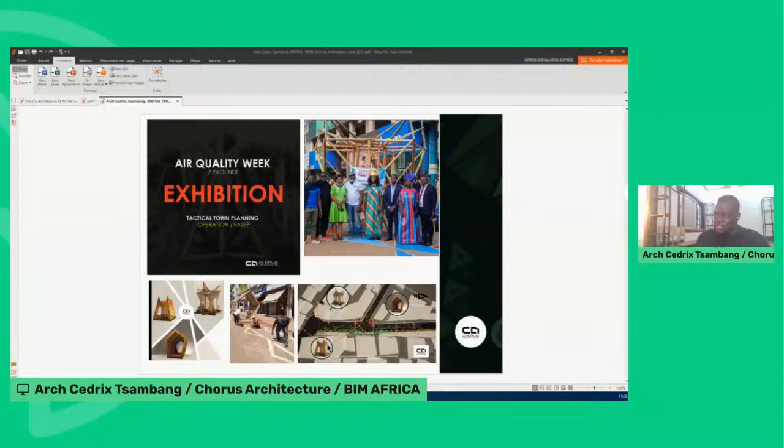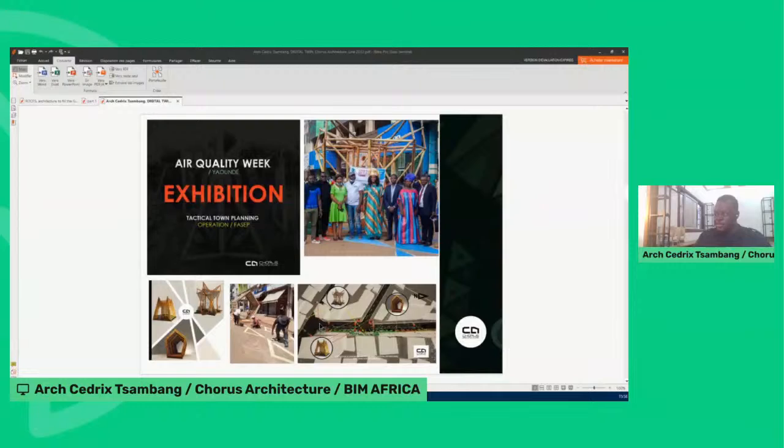We had the air quality week in Yaoundé, the capital of Cameroon, in central Africa, the country of the Indomitable Lions. We are known for football, but let's start to be known for architecture. So it was a typical town planning operation. The idea is to start improving the quality of life in the city.